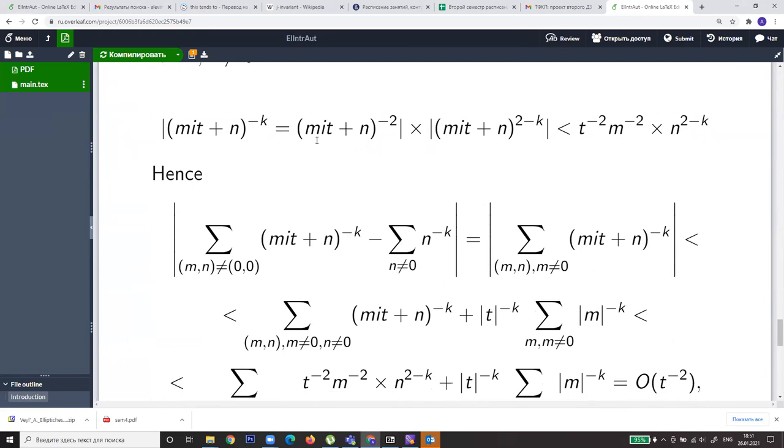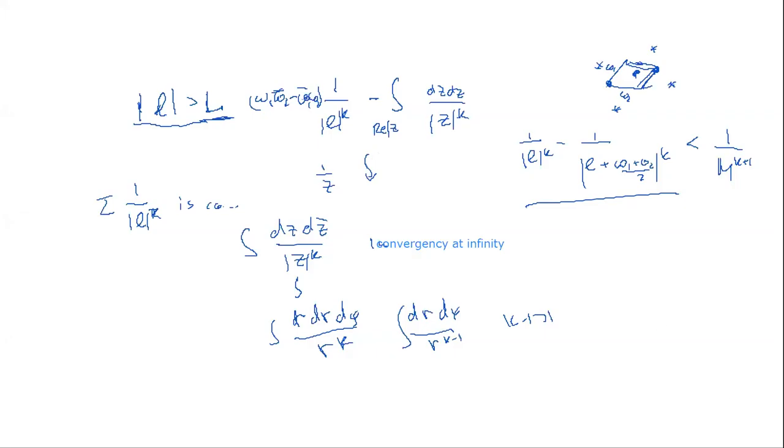So the absolute value of m i t plus n squared is m square t square plus n square. It's reasonable. So what I want to estimate, sorry, where is it? I lost it, okay. So I want to get an estimate for the expression m i t plus n in power 2k.